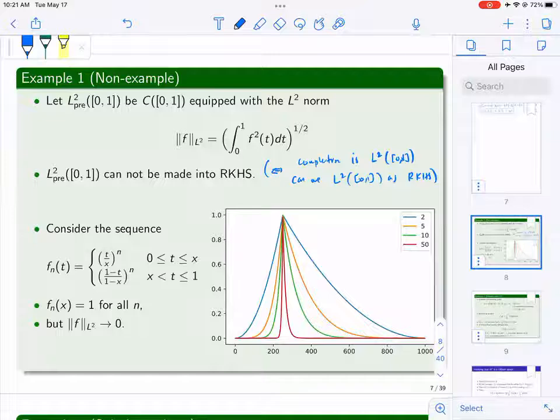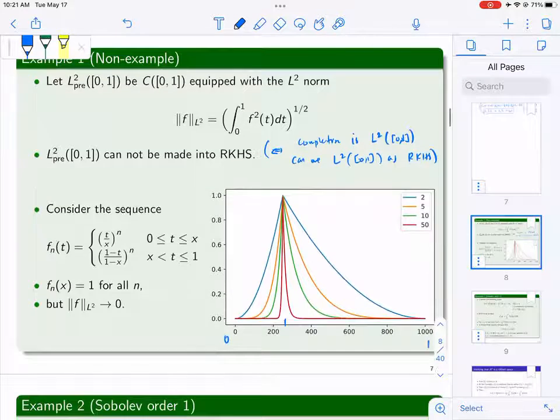And see this example that this cannot be an RKHS, because I can come up with a sequence of functions in this space. So this is the sequence that we have. I've plotted it here. This is a sequence of continuous functions on 0 to 1. For every x, basically fixed x. Here x is 1/4. Okay, so I'm plotting these for x equal 1/4 here, but then you can change x.